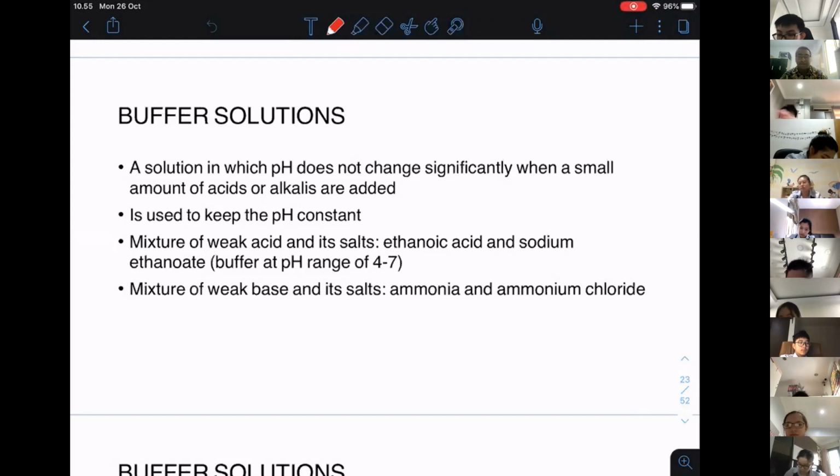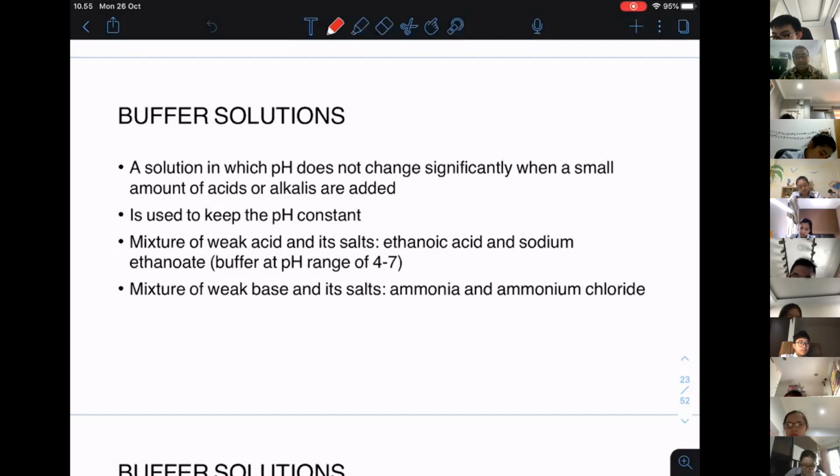For example, if you are using ethanoic acid and sodium ethanoate, the pH is going to range from 4 to 7, because it's a weak acid. If you are using ammonia and ammonium chloride, the pH will be close to 11, I think, because ammonia is around pH 11. It's weak, so maybe 9. So near to that. So that is going to be a certain range.